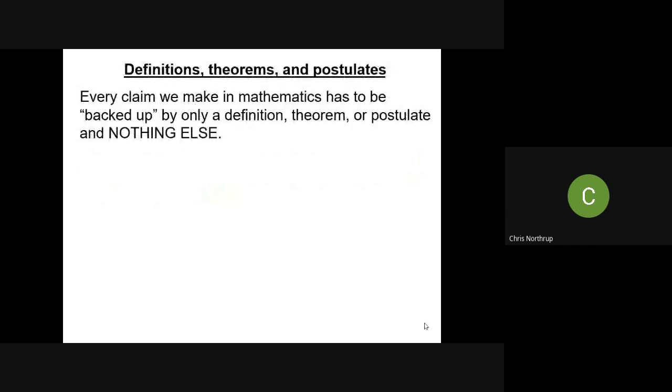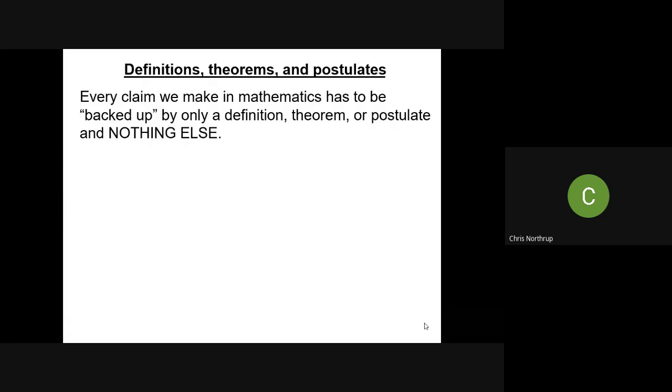In math, every claim that we make, we have to be able to back it up or justify it. We're only going to do that one of 3 ways, either with a definition, a theorem, or a postulate. We can't do this with anything else. Doesn't matter if we want to say, well, common sense. Well, I think so. My friend told me so. No, everything we justify, that justification must be one of those 3 things. We already know what definitions are, like we should know the definition of a midpoint, definition of an angle, etc. Now we're going to look at postulates and theorems.